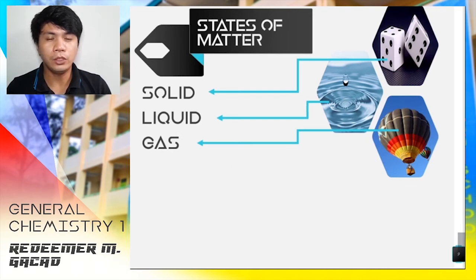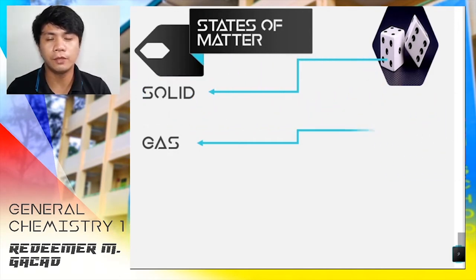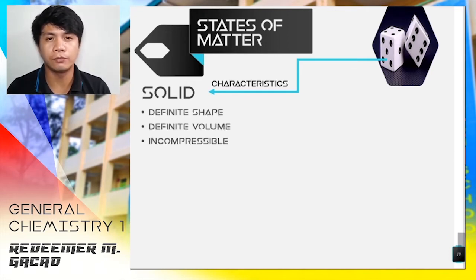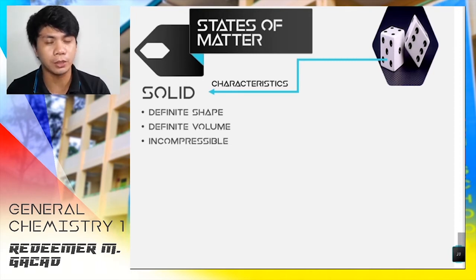Now, we are only going to discuss yung three common states of matter sa atin: solid, liquid, and gas. And we are going to begin with the first one, solid. Now, solid have definite shape, definite volume, and it is incompressible.